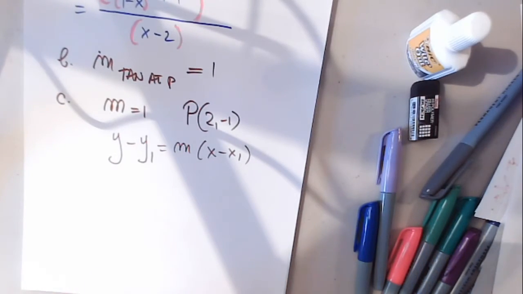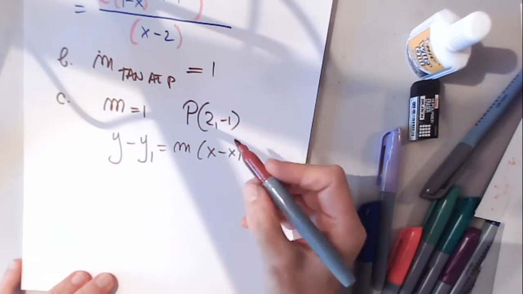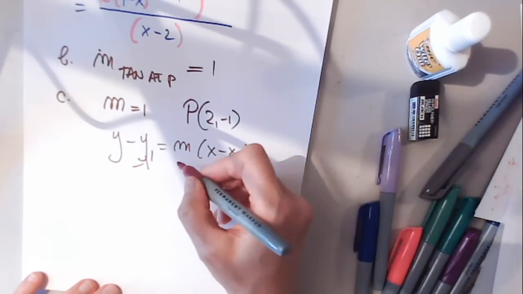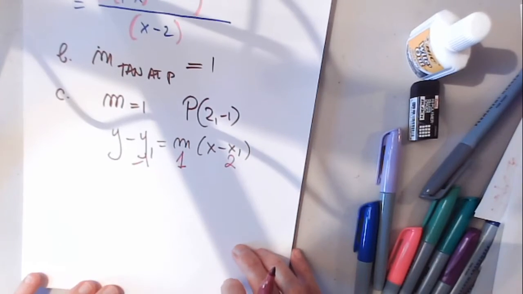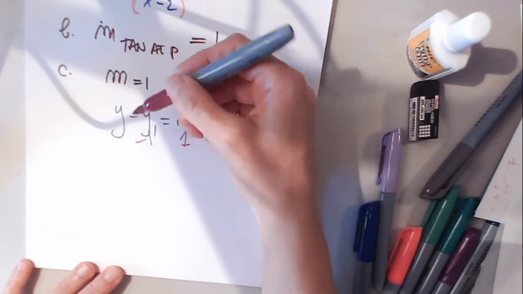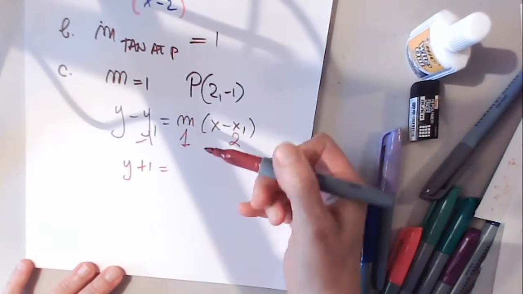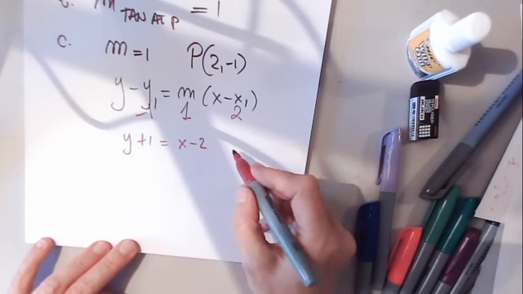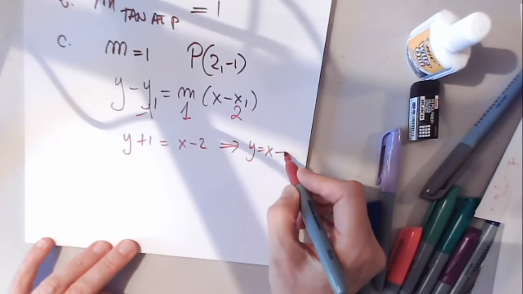So I plug in what I have. I have 2 as x1, I have negative 1 as y1, and I have 1 as the slope. So then remember, minus minus 1 gives us a plus. Y plus 1, this is just 1. And this is x minus 2. I move 1 to the other side and I'm done.